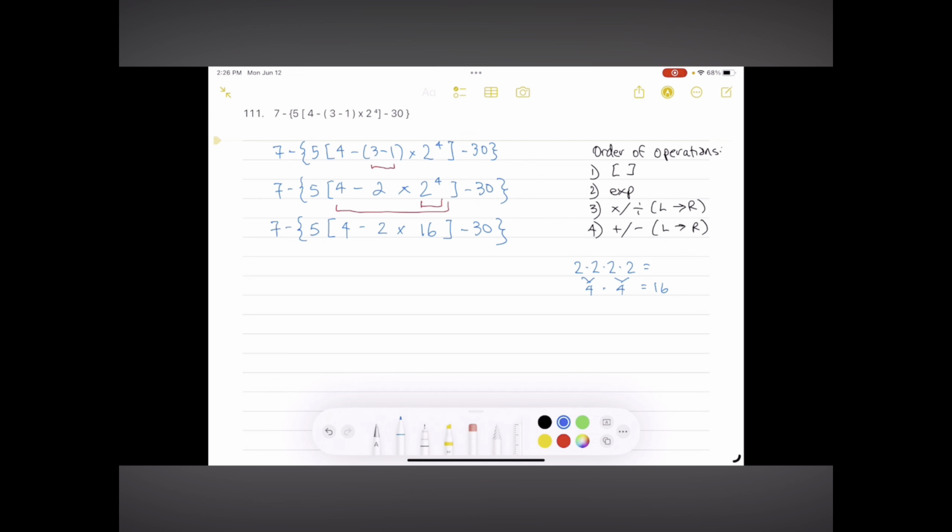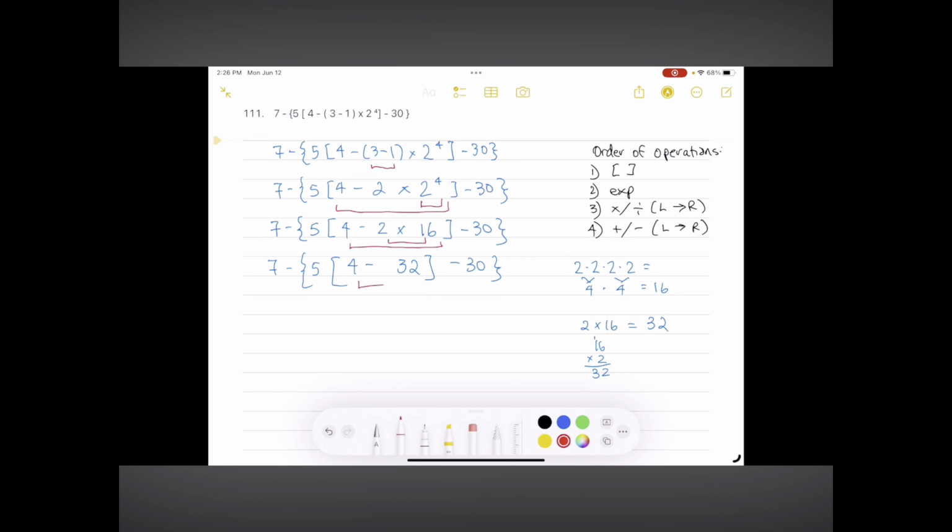And now we have a bracket within a bracket, 4 minus 2 times 16. So within that bracket, we need to do the multiplication first. So 2 times 16, work that on the side if you need to. 2 times 16 equals 32. And we write that down underneath 2 times 16, and then we bring down the rest of the equation, all the brackets, all the operations, all the numbers, all the symbols.